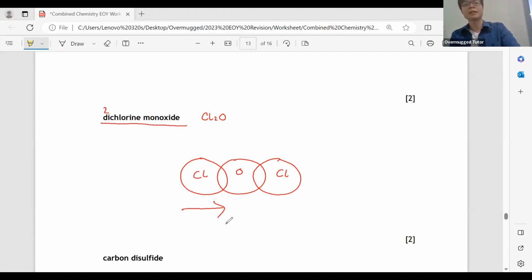Make chlorine happy first. How do you make chlorine happy? If you want, you can write this again, 2.8.7. This is 2.6. Chlorine needs one more. So in general, it will share one. So share one first, then just fill up. Okay, now this chlorine is happy. Then you go to the other side. Usually it's symmetrical.